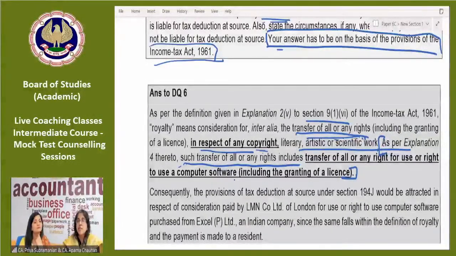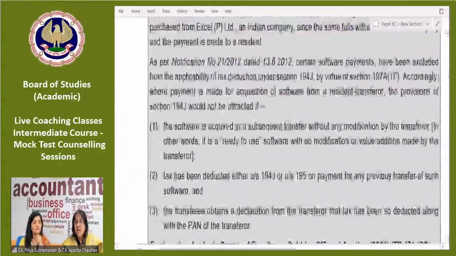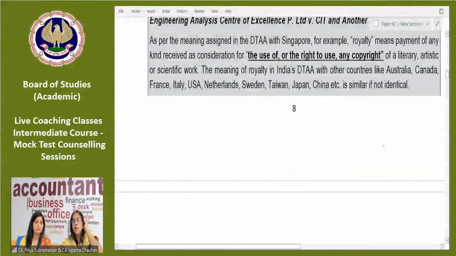But because Explanation 4 is there, this payment becomes chargeable to tax as per the provisions of the Income Tax Act. But DTAs don't have these provisions. They don't generally have the provision of Explanation 4. See the DTAs with Singapore, Australia, Canada, many countries, they simply have the use of a right to use any copyright of literary, artistic, or scientific work. It doesn't further add that it includes computer software.